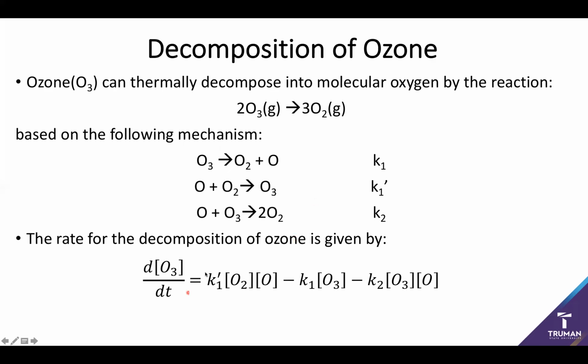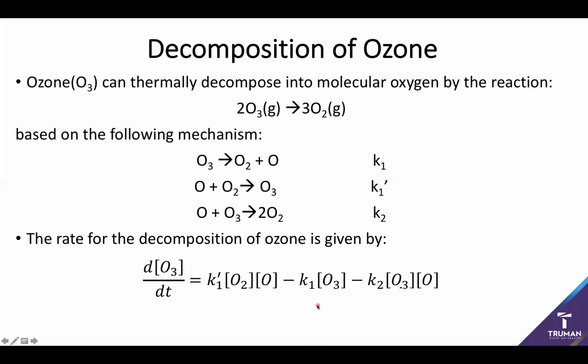So we can give the rate for the decomposition of ozone based on the production of ozone, which only occurs through the reverse reaction, which is going to be first order in molecular oxygen and first order in atomic oxygen. While the decomposition can occur via two different mechanisms, both a unimolecular mechanism that's only first order in ozone, as well as with collision with the oxygen atom, which is going to be first order in ozone and the oxygen atom, all with the relevant rate constants.